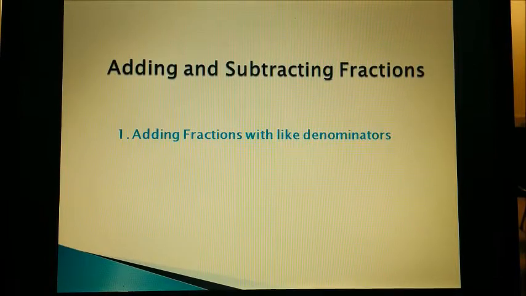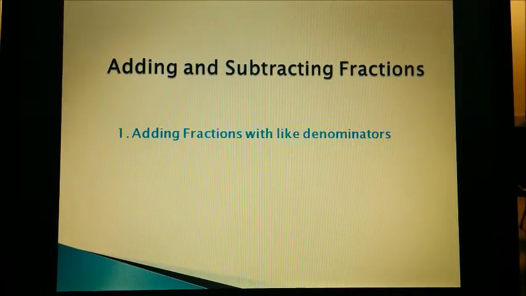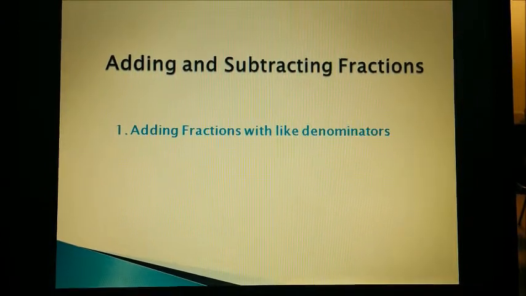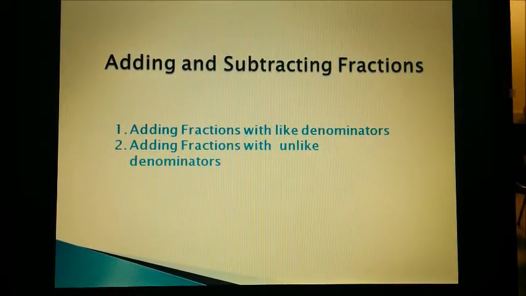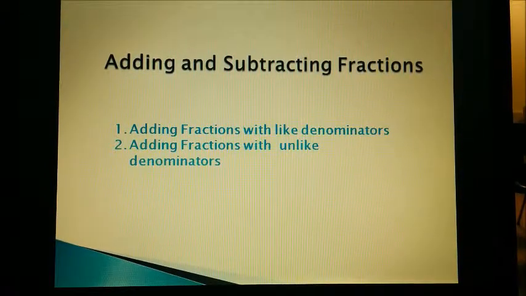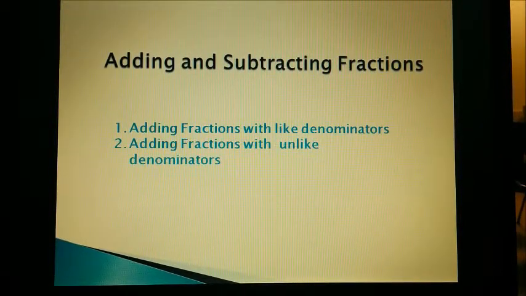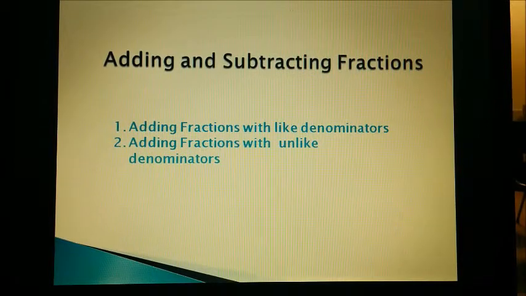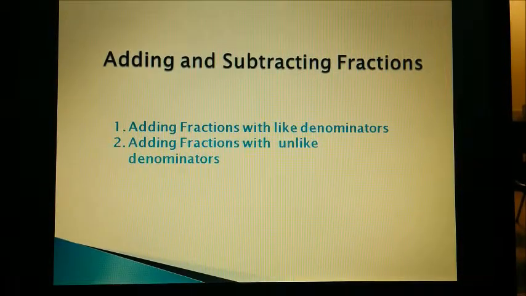The first one is the fractions with like denominators. When we add, the other one is the unlike denominators. So there are two types of fractions again. The first one is with the like denominators. The second one is with unlike denominators.